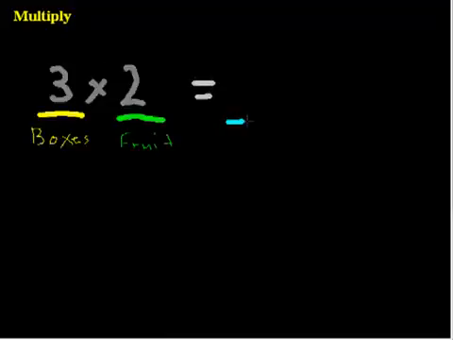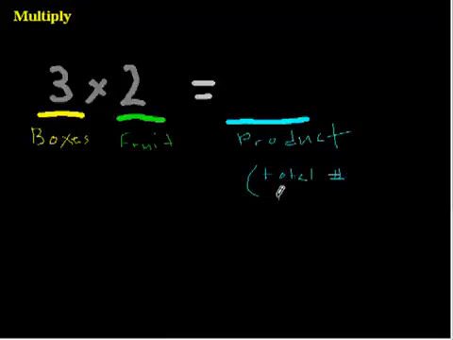And we'll say the final answer, and if you don't know it yet, that's okay, but the answers underlined in blue, we'll call the product. If we were to go to the grocery store, our product would be boxes of fruit. You'd want to know the total number of fruits.